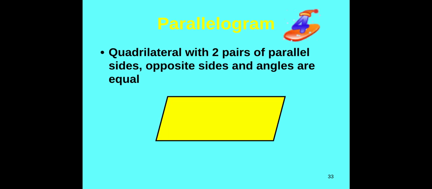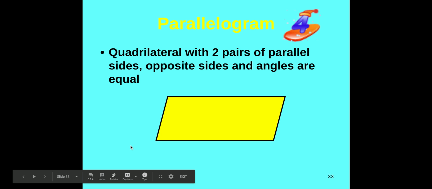So that's where we get the name for parallelograms. A parallelogram is a quadrilateral, a four-sided shape with two pairs of parallel sides. The top and the bottom are parallel. If I kept drawing those lines out forever and ever and ever, they would never cross. Same with the sides, which are another set of parallel sides.